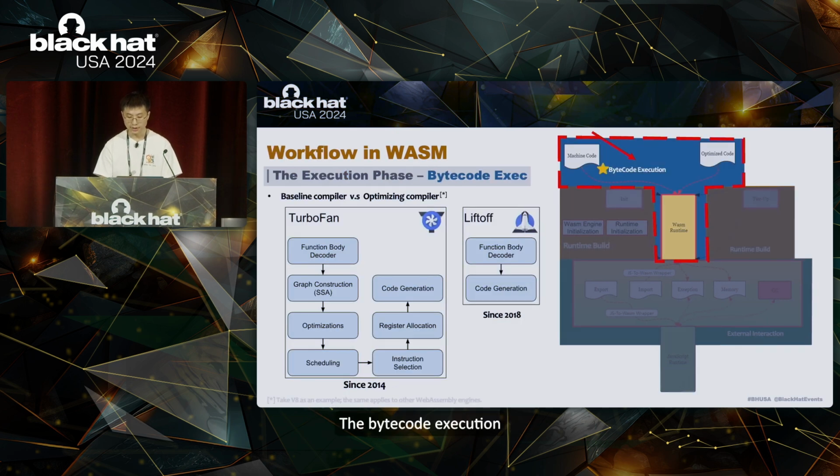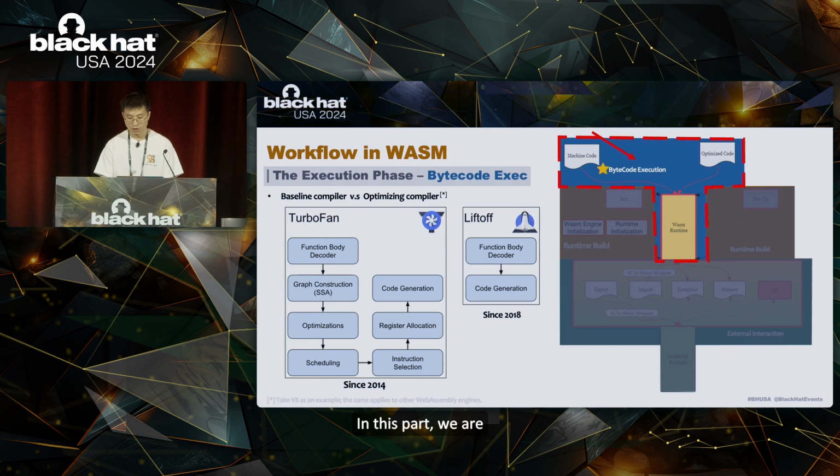The bytecode execution phase takes the output from the compiler as its input. V8 has Liftoff and TurboFan. Liftoff is a baseline compiler. It generates machine code and executes it. During the execution, if a particular piece of code executes frequently, it is recompiled by the optimizing compiler TurboFan, which generates optimized code that dynamically replaces the original code.